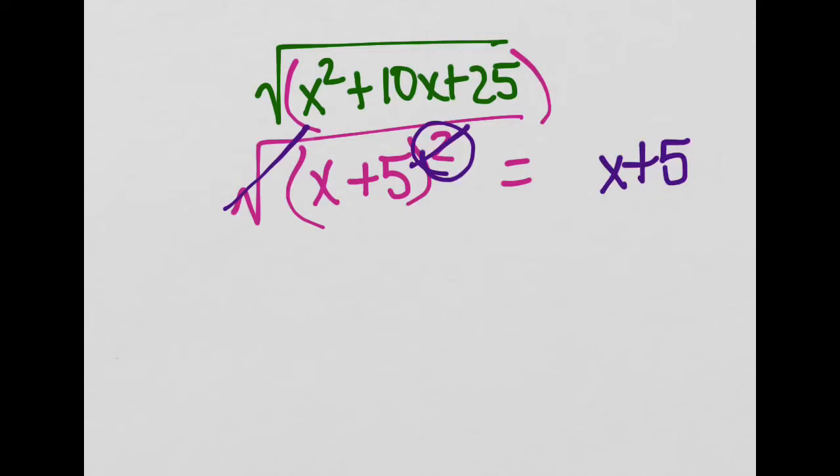Now, your book tells us to go ahead and make that the absolute value because it could be positive or negative. If you just gave me x plus 5 as the simplified version, that would be okay as well.